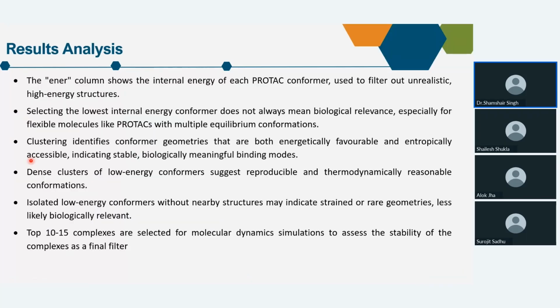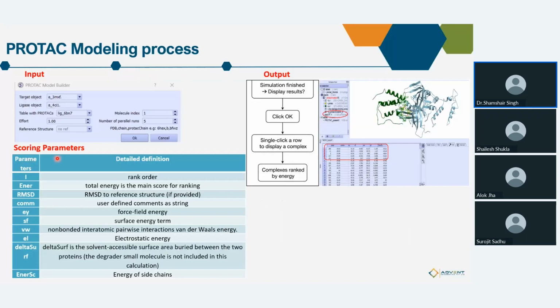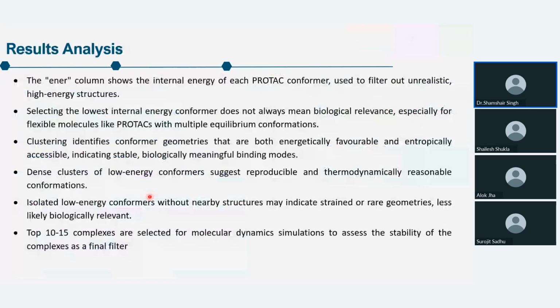So this was the input file, and this is the output file. How does it look? And these are all the scoring parameters. Now, how do you analyze? The ENER, the energy column, is the internal energy of the PROTAC conformer, which we usually use for filtering out the unrealistic high energy structures. Using that, we can just exclude the higher energy conformations to some extent.